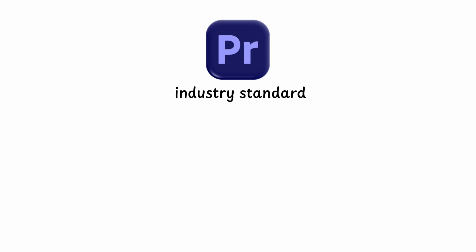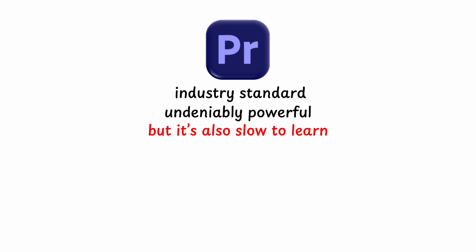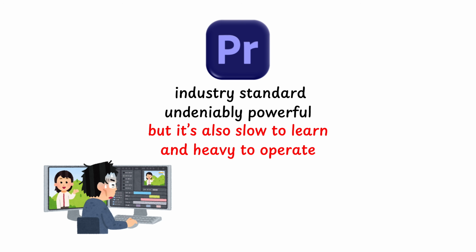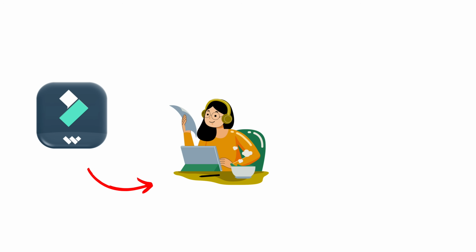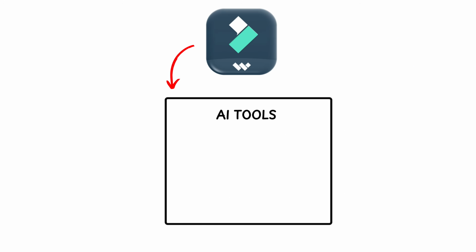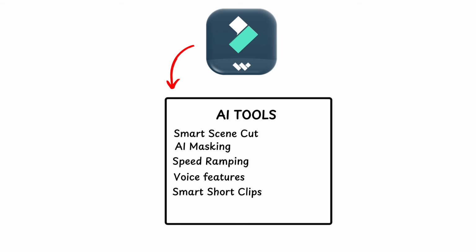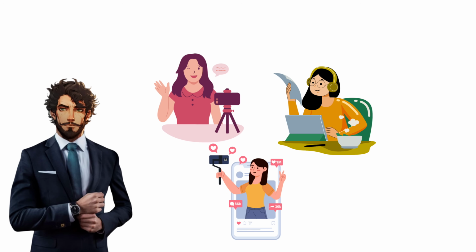Adobe is the industry standard, undeniably powerful, but it's also slow to learn and heavy to operate. If you live inside complex timelines all day, stick with it. Filmora, though, it's built for creators who need results fast. The AI tools, the smart scene cut, the AI masking, the speed ramping, the voice features, the smart short clips, remove friction and turn "I'll do it later" into "done today." It's pro enough for YouTubers, freelancers, and influencers, and far easier on both time and budget.